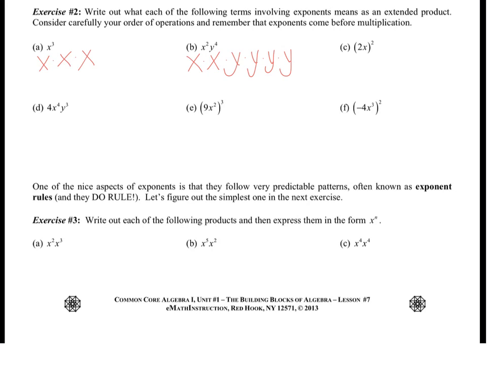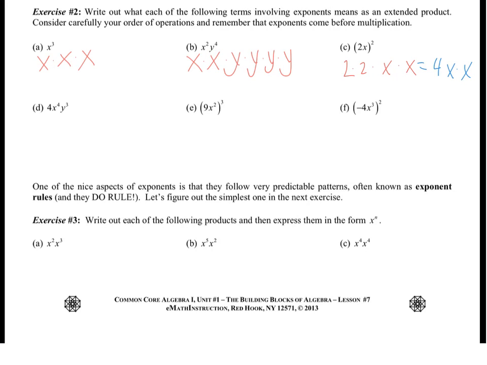And then we have 2x squared. That means you're going to have the entire expression twice. What we're going to do is actually write 2 times itself twice and x times itself twice. So keep in mind that 2 times itself twice is the same thing as 4 times x times x.